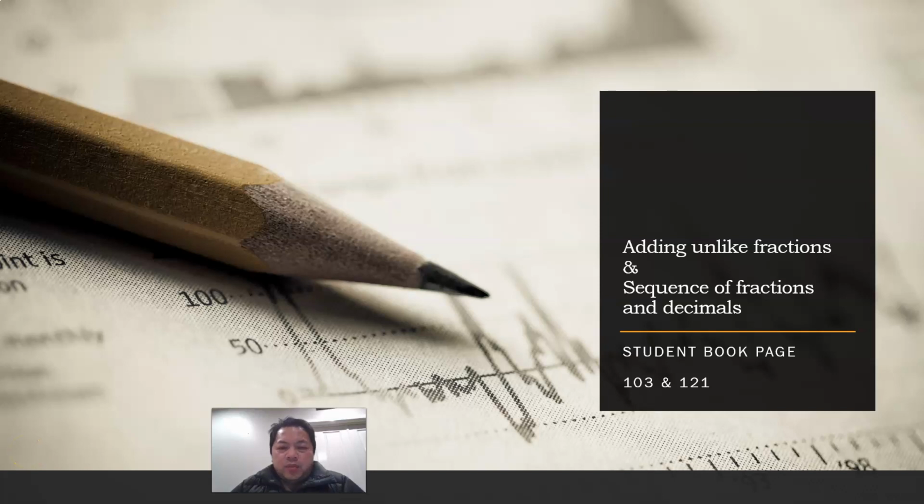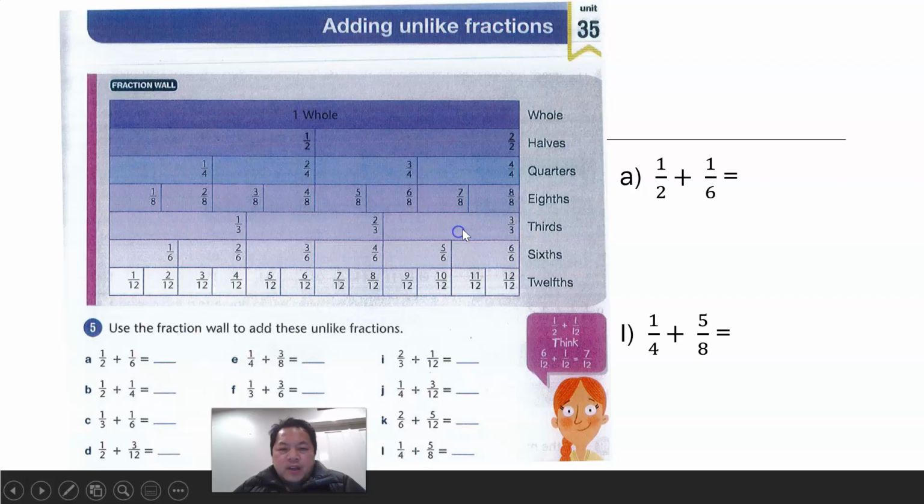Hi students, today we are moving on to addition of unlike fractions. The same thing that I want to remind you: whenever we need to add and subtract fractions, we need to have a common denominator. And after that, we're going to also learn a little bit about patterns. Let's carry on. So we want to add unlike fractions.